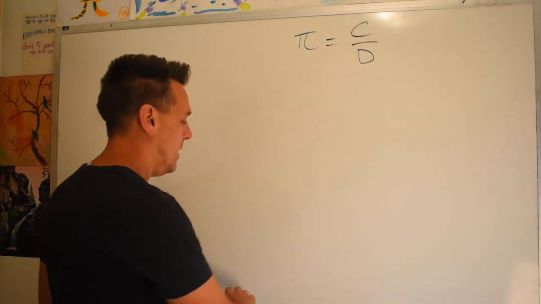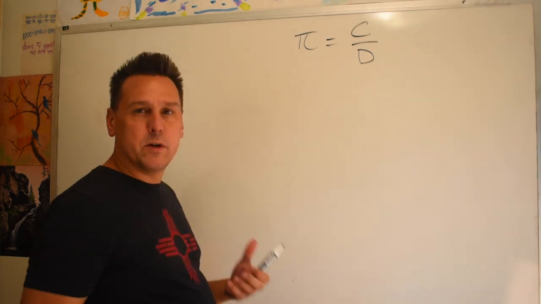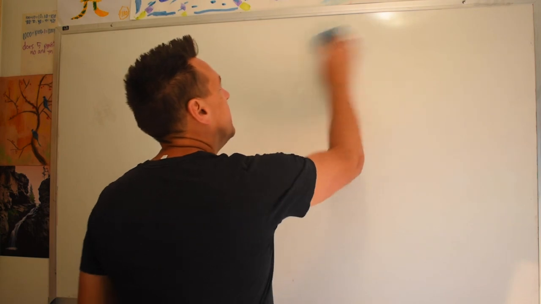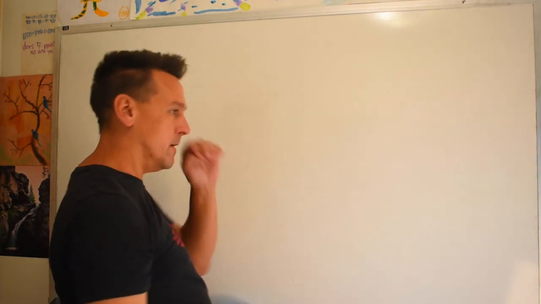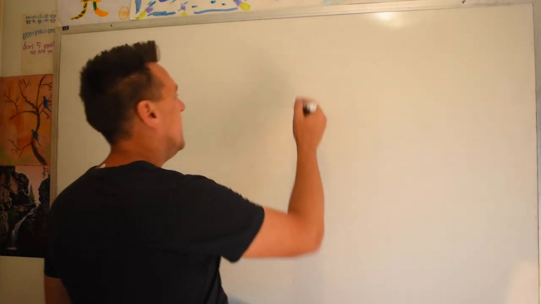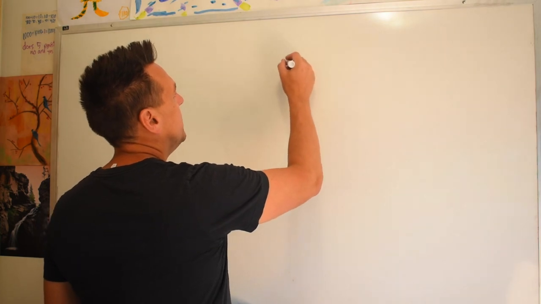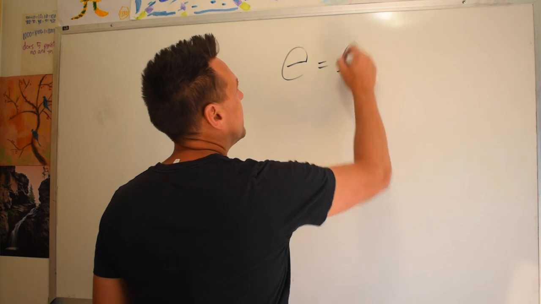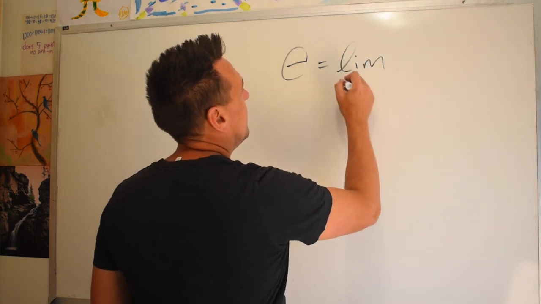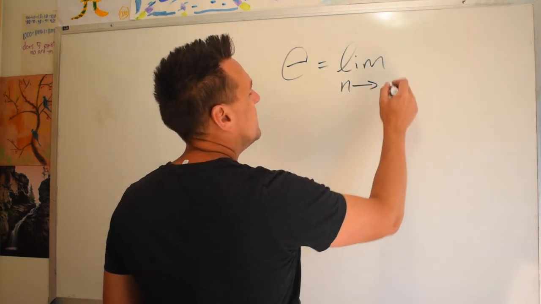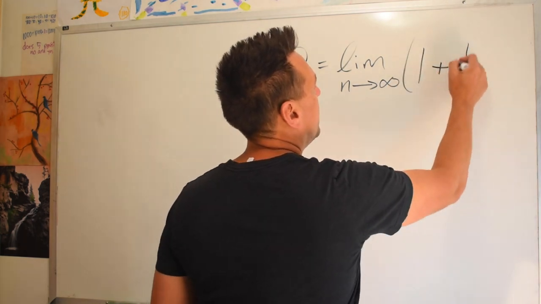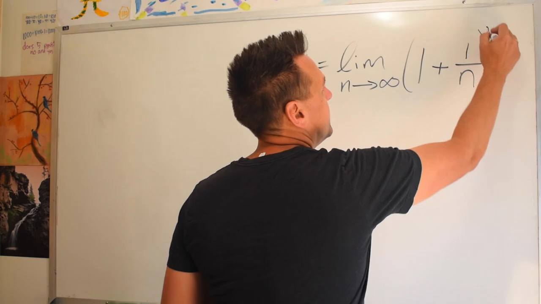And e, I don't know about your experience, but in my own experience, I didn't really have a good definition of it, at least one that felt like I could put my finger on it the way I can with pi. Now, the definition we usually do get in a pre-calc text or something like that is it's the limit as n goes to infinity of (1 plus 1 over n) raised to the n.